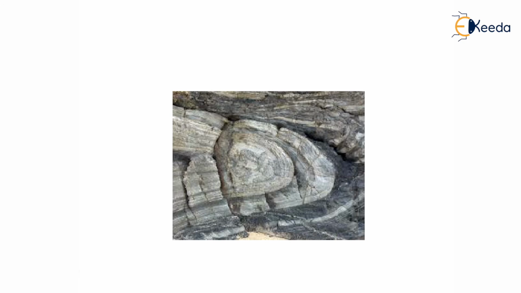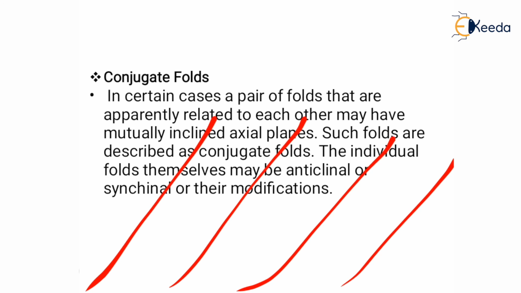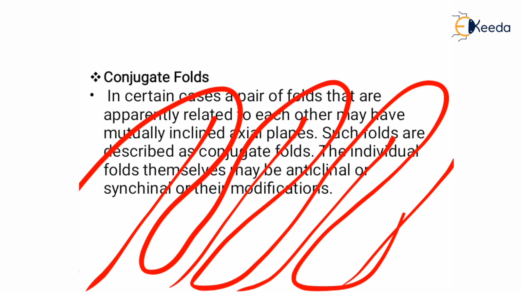recumbent fold. Then next is a conjugate fold. In certain cases, a pair of folds that are apparently related to each other may have mutually inclined axial planes. Such folds are described as conjugate folds. Individual folds themselves may be anticlines, synclines, and their modifications. See, a number of inclined axis folds are present here. Then this type of folding is called conjugate folding.